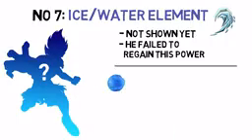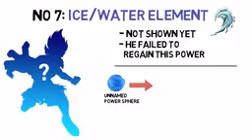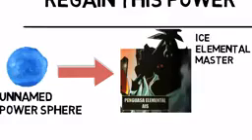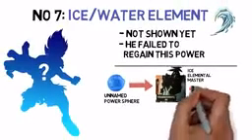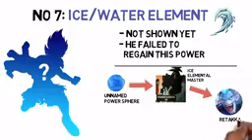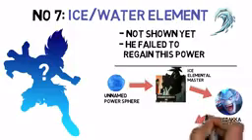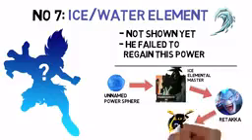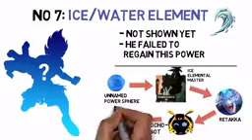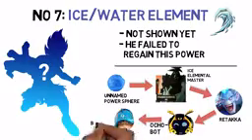These powers were initially inside an unnamed power sphere, and then it went into an ice elemental master that we haven't seen yet properly. And then power hungry Retak took these powers, and then he was defeated by Hankasa. Hankasa absorbed these powers into Ultrabot, and Ultrabot gave these powers to Boboiboy, making him Boboiboy Water and Boboiboy Ice.